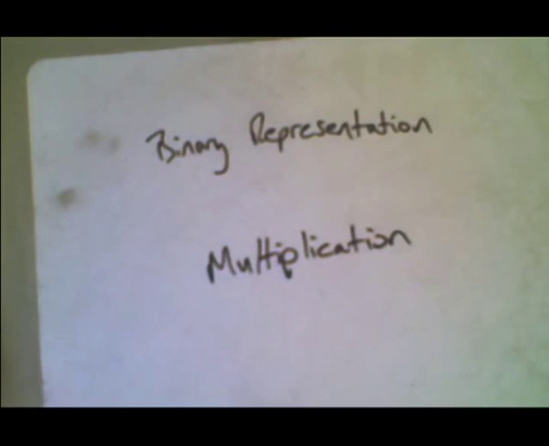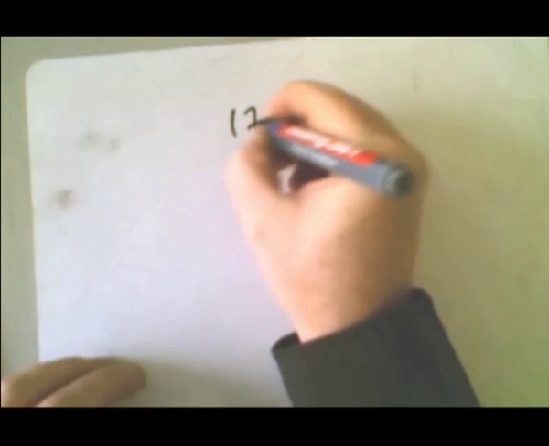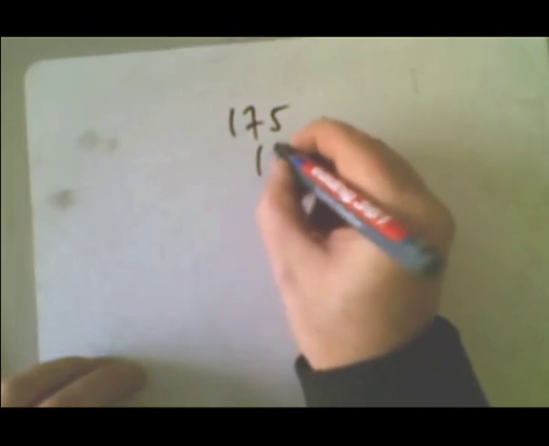Multiplication often strikes fear into the heart of your AS computing student. Multiplying binary numbers, it's actually dead easy. It looks quite complicated, but it's actually dead easy. Okay, let's say we're doing a denary multiplication first. So 175 times 16.